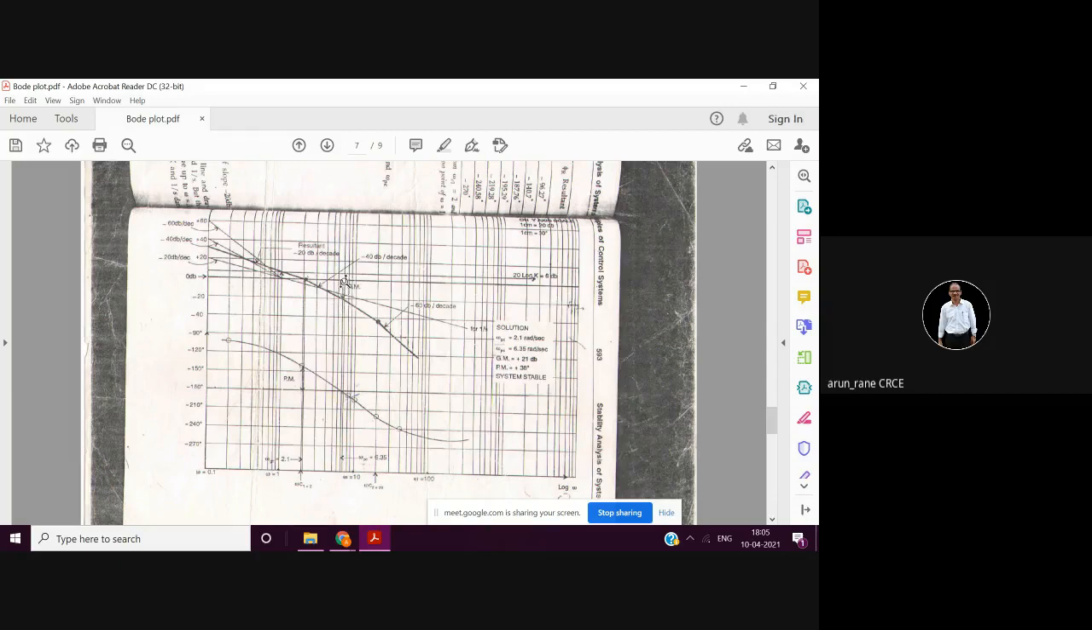Okay, so how much is the gain margin? 21 decibel. How 21 decibel? See, one line here is 20 decibel, 20, 40. So this is almost below that, so you can say 20 and some, 21 decibel. If it is down, you take it as positive. If it is up, you take it as negative. So gain margin is plus 21 decibel.